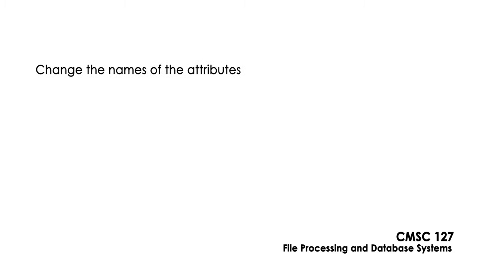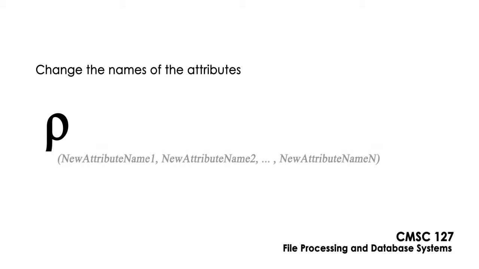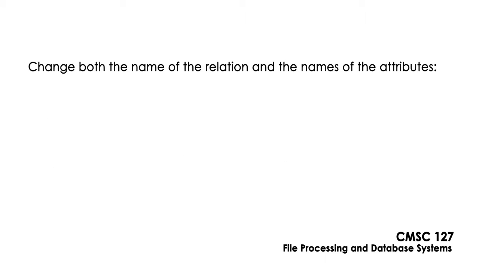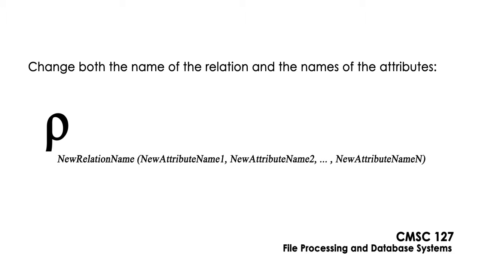Say, for example, you want to change the attributes of the relation rather than the name, all you have to do is to specify rho, followed by the attribute list of the relation, the new attribute names of the relation, and then the name of the relation. Say, for example, R. If you want to change both the name of the relation and its attributes, all you have to do is specify rho, followed by the new name of the relation, followed by the new names of the attributes of the old relation, and then the old relation.